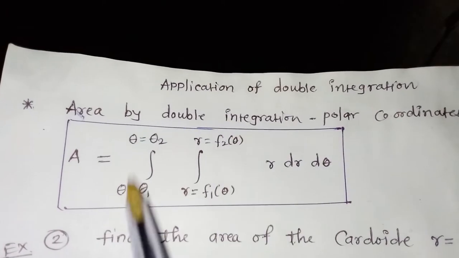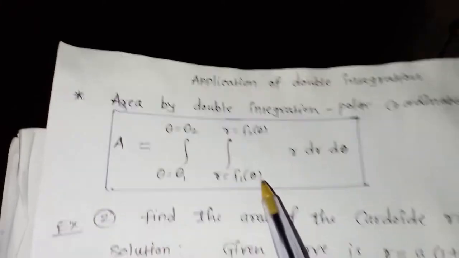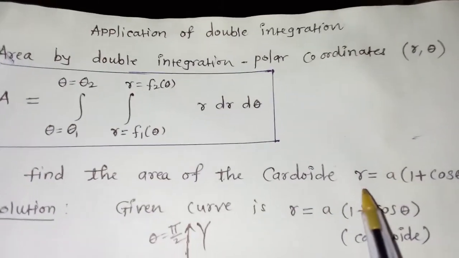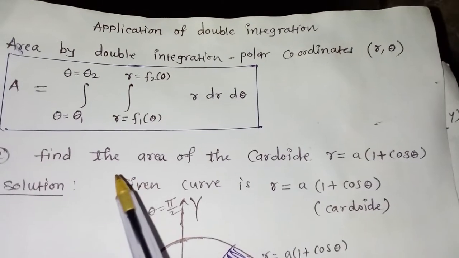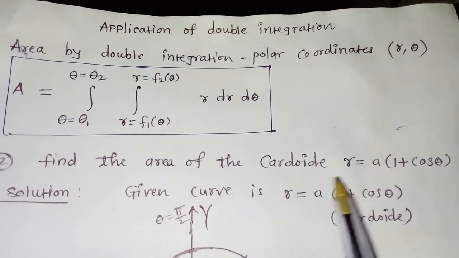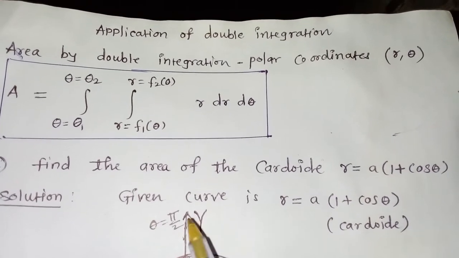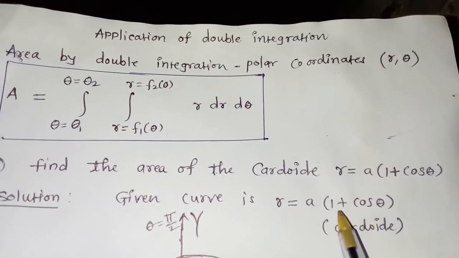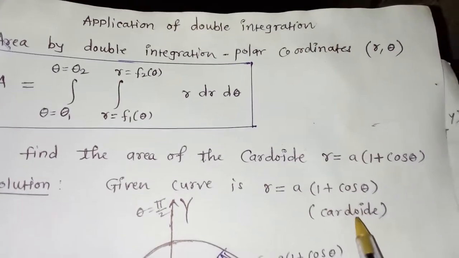Now, depending on this formula, we are going to discuss one example. The example is: find the area of the cardioid r equals a into 1 plus cos theta. So in this example, we have to find the area of this cardioid. First of all, we write our given curve, that is r equals a into 1 plus cos theta, which is nothing but a cardioid.